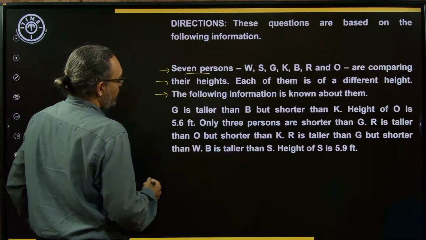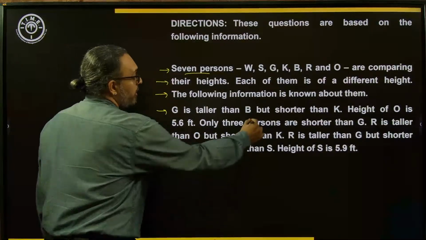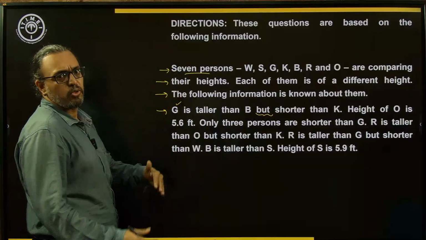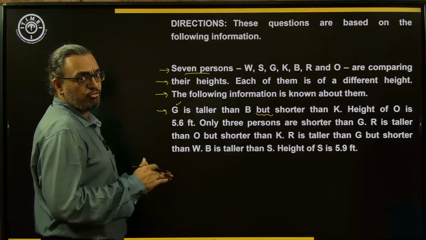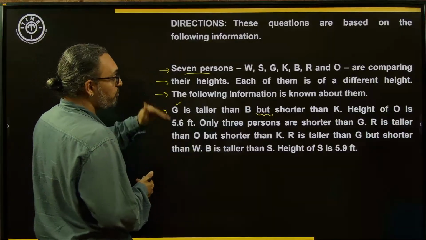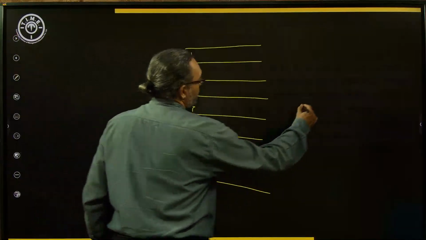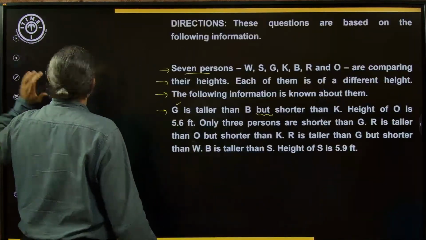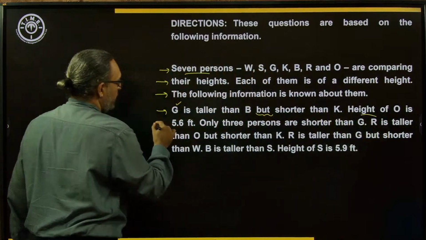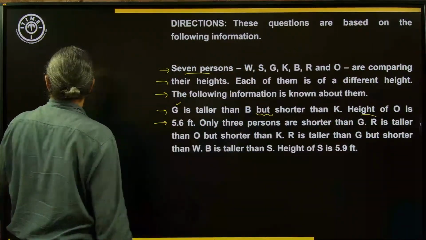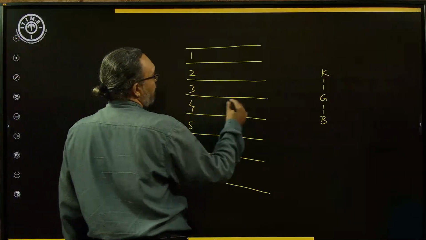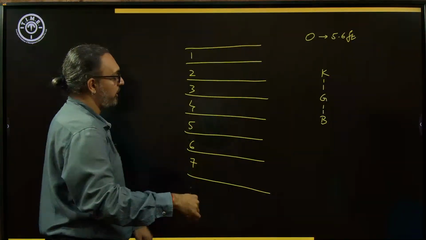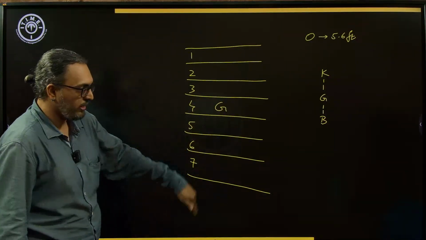Okay. Now he says G is taller than B, but shorter than K. So taller is above, shorter is below. That is one reason why we put them in the decreasing order. So G is above B, G is below K. Then height of O is 5.6 feet. Only 3 persons are shorter than G. That means G will be fixed in the fourth, such that only 3 people are below.